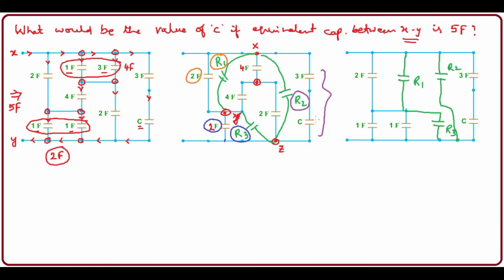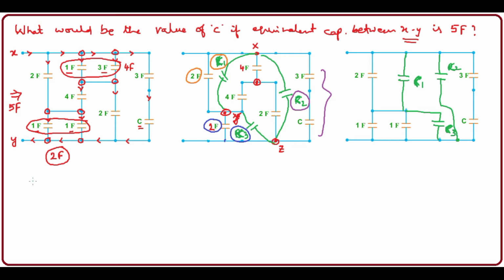Okay, now we can easily solve. Let me solve for... oh sorry, this is not R1, this is C1. Of course these are capacitors, so we can go ahead with C1, C2 and C3 only. So similarly, this is C1 and this is C2 and this is C3.